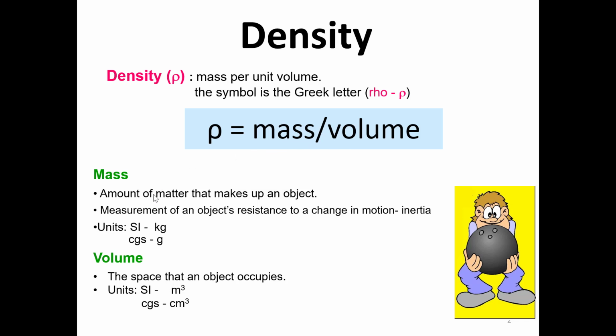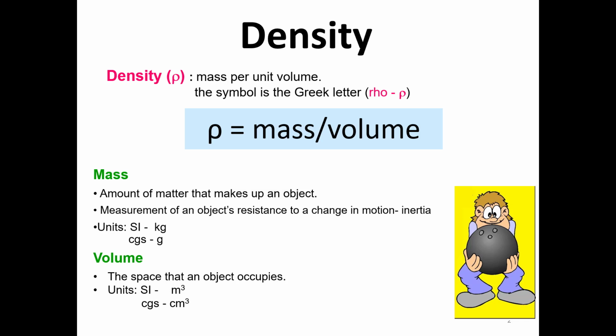What is mass? Mass is the amount of matter that makes up an object. Then mass is related to the matter. Also, we can define the mass in terms of how difficult it is to move an object. For example, if you have an object with larger mass, it's more difficult to start moving, or more difficult to stop that object if it is moving.